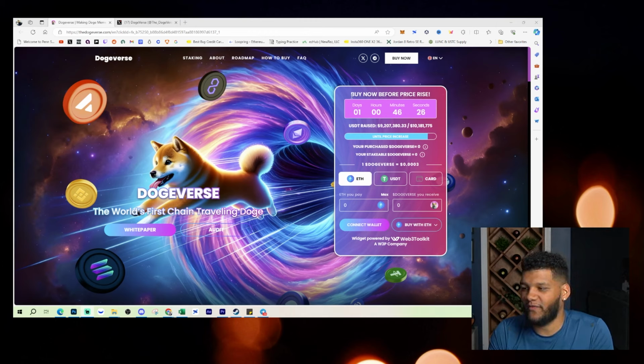If we look at the presale information, before the price rises, one day before the price increase happens, you're currently looking at about 10 million. You have $9.2 million that has been raised in USDT, and you're going to see one day until that price does actually increase. Currently you're seeing it not at 30% of a penny, but at 3% of a penny at the current moment. You can buy right now in ETH and USDT with a card, or you can connect your wallet and do all that if you want to.